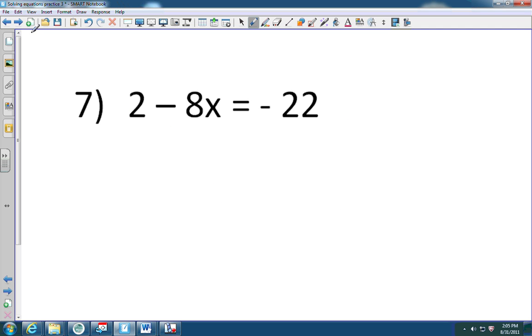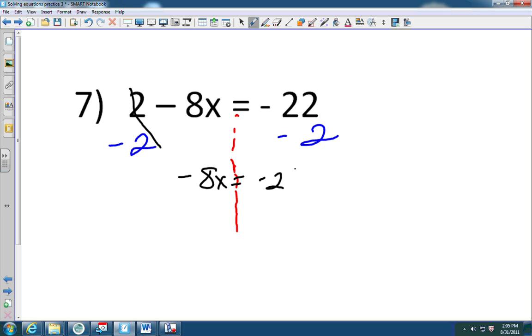Next one. Pause the video, come back and see how you did. I'm going to draw my dotted line. First thing I look for is addition or subtraction. Right here I've got a positive 2. I'm going to subtract 2 from each side. By doing that, these cancel. I get negative 8x equals negative 24.